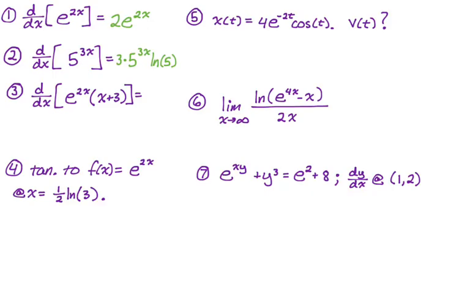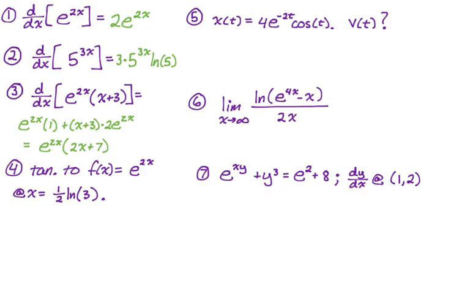The next one, it looks like a product of two functions, so I'm going to use the product rule on it. So it's first times derivative of the second, which is 1, plus second, which is x plus 3, times derivative of the first, and just don't forget the chain rule. So that's going to be 2e to the 2x. And then I'm just going to factor this. So I'm going to take e to the 2x out and get e to the 2x times the quantity 2x plus 7.